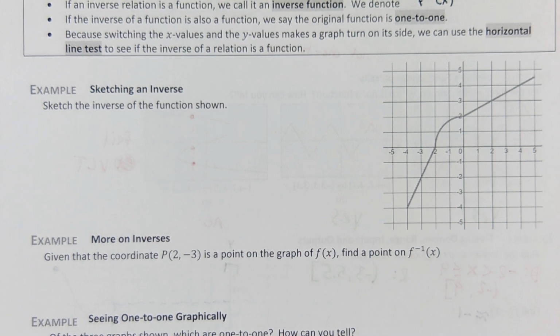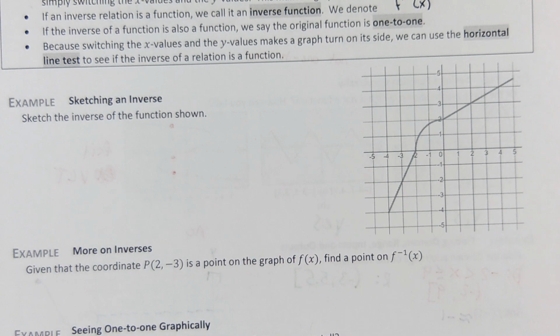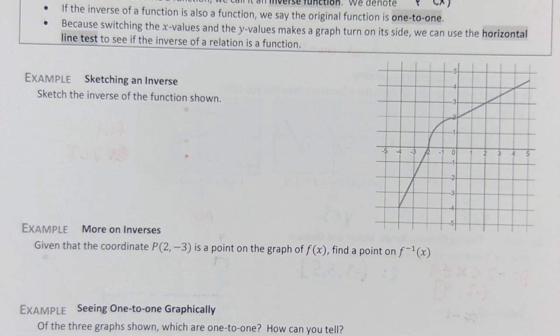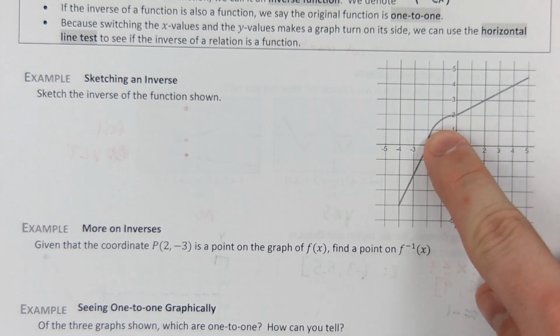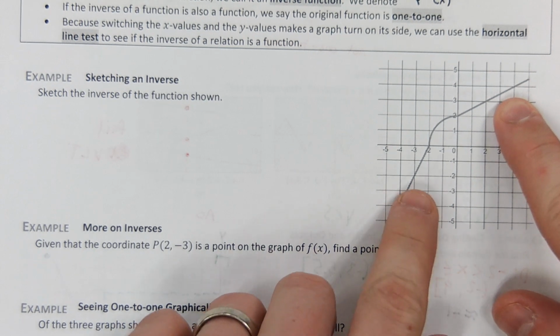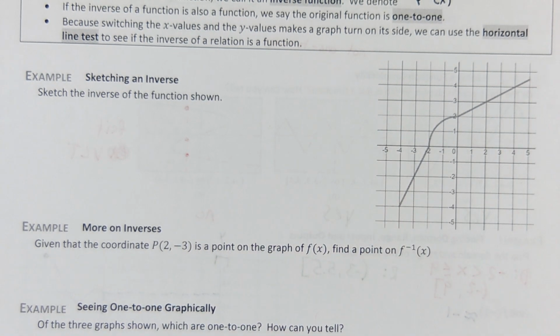We're going to sketch the inverse of some crazy thing that I created. We got a straight line, a quarter of a circle, and another straight line, but these two straight lines don't have the same slope. Well, I told you that in order to get an inverse, all your x's and y's switch places, right? Because it's the reflection of the line y equals x.